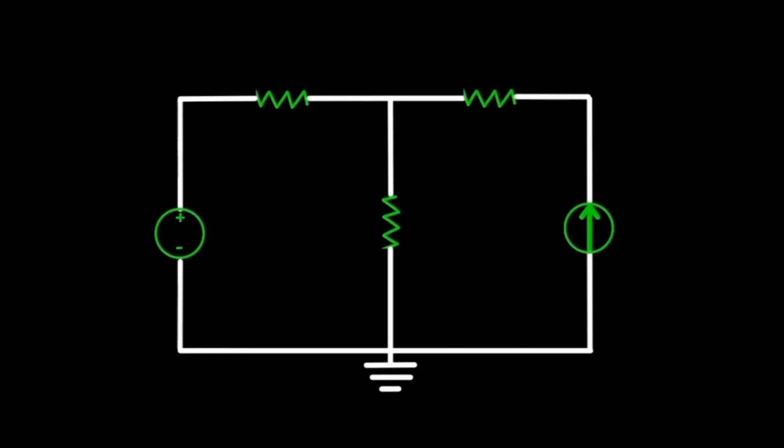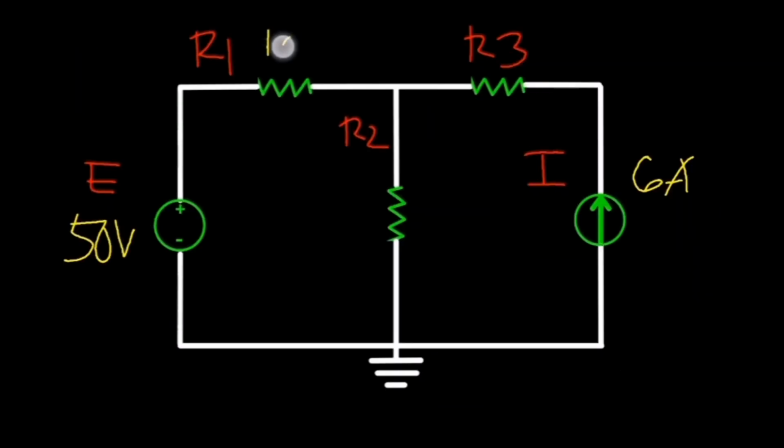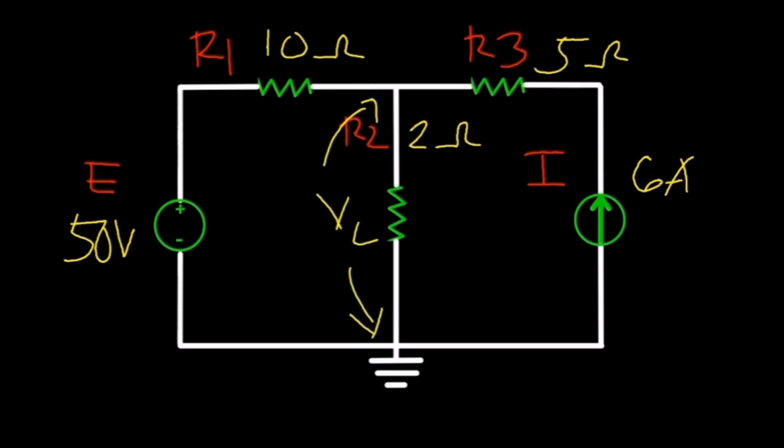Hi guys, for this video I will solve this circuit using nodal analysis. The given circuit consists of a 50-volt source and a 6 ampere independent current source. We also have 3 connected resistors, designated as R1, R2, R3. The value of R1 is 10 ohms, R2 is 2 ohms and R3 is 5 ohms. Our goal is to find the voltage and current flowing at R2.